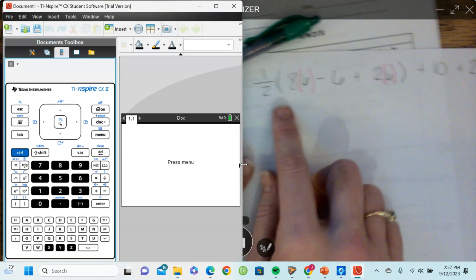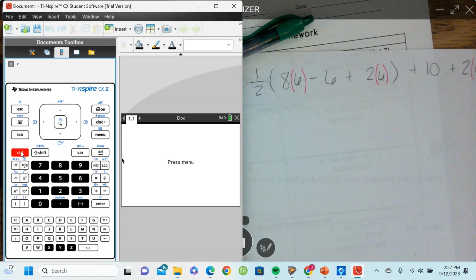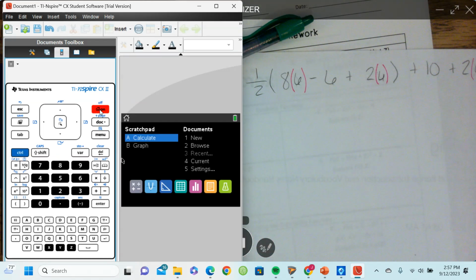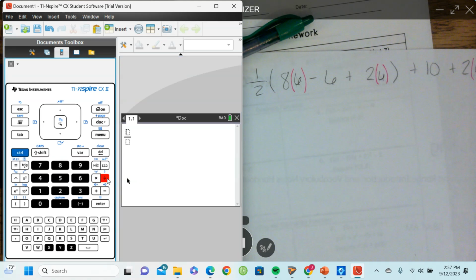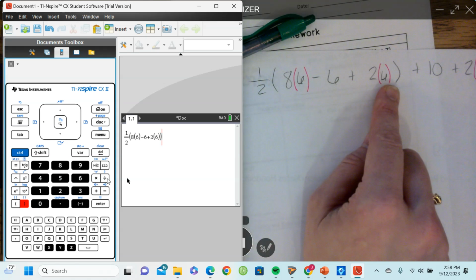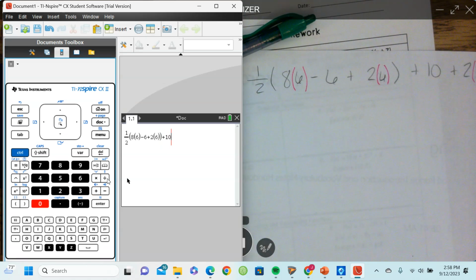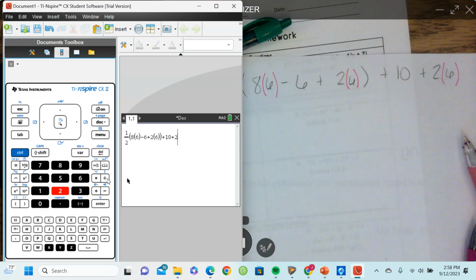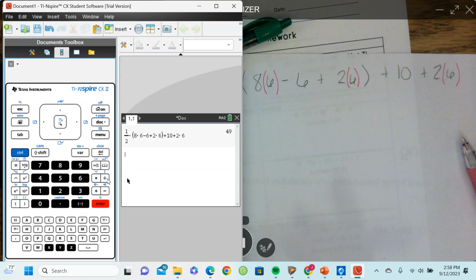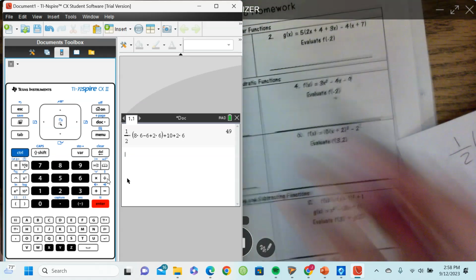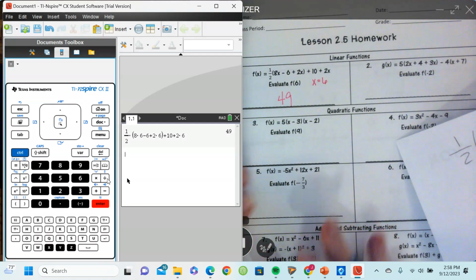Okay, you're going to type it in just like you see it. Parentheses, everything. So on the calculator page, control division will make a fraction. And I'm going to do parentheses 8, parentheses 6, close them, minus 6, plus 2, more parentheses. I know it feels weird to double up on them, but it's right. Then plus 10, plus 2, times 6. All you're doing, it's like a code. You're breaking a code. All you have to do is type it in. And so here are your answers. 49.